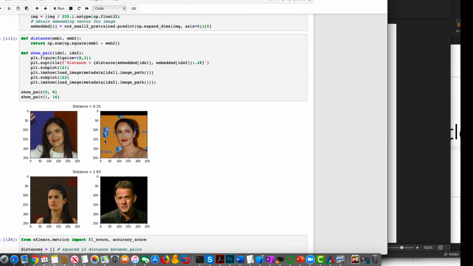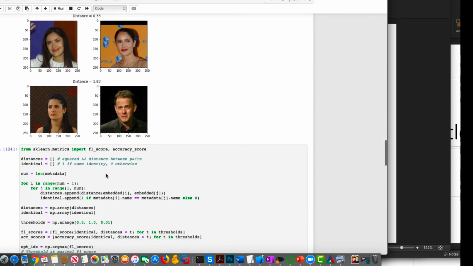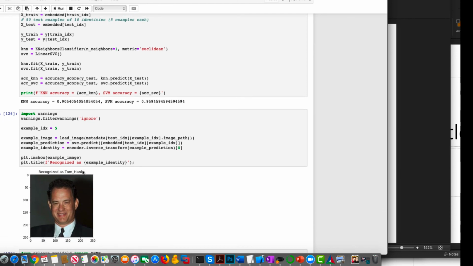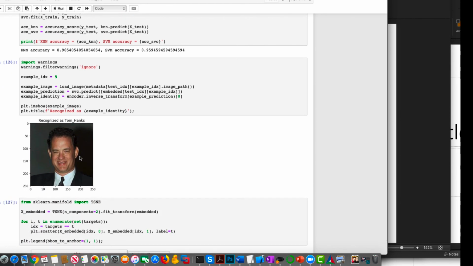Three images that are similar. The distance between these two is very small because they're the same person, and the distance between these two images is large because they're different people. So we load our example image and we use SVM to predict it. And indeed, we have recognized Tom Hanks.